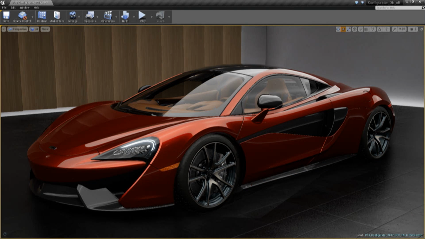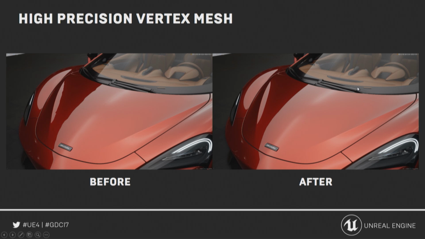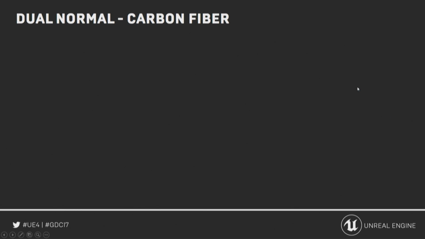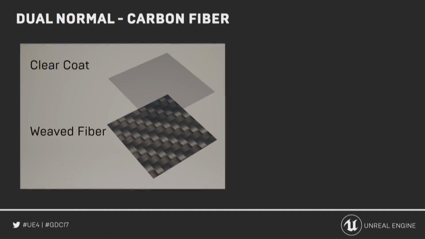So the next setting that I would like to show you is the dual normal. One of the materials we had a challenge with was carbon fiber. As you can see in the image here, carbon fiber is actually a fiber that is woven together and then coated with a layer of resin, like a clear coat. So this means that when you look at the carbon fiber, you see the specularity of two different surfaces simultaneously: the clear coat surface on top, and then the actual carbon fiber surface beneath it.